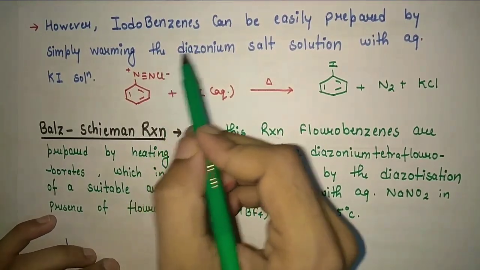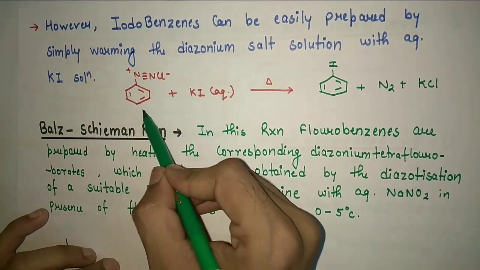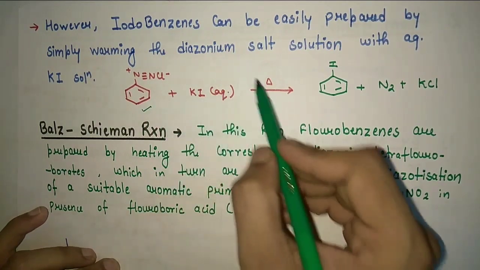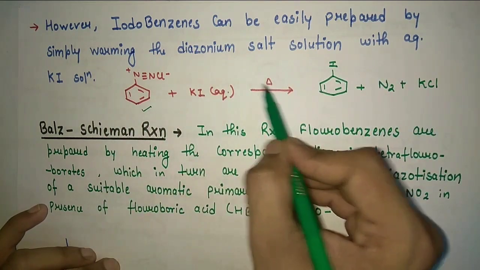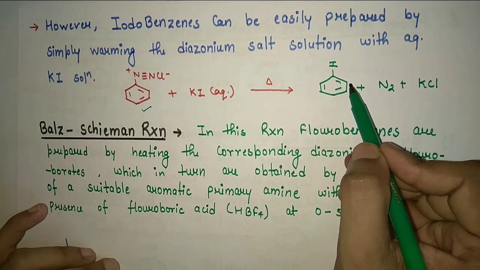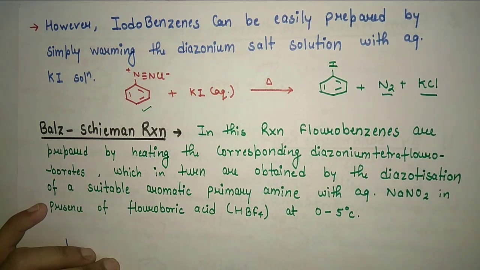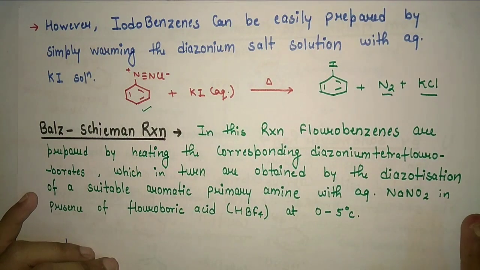Now, iodobenzenes can be easily prepared by simply warming the diazonium salt with the aqueous solution of KI. Diazonium salt solution with aqueous KI solution. Simply we heat this mixture and our iodobenzene is formed as a product, and N2 and KCl are our byproducts. So this is how the iodobenzene can be prepared, by using the aqueous solution of KI.